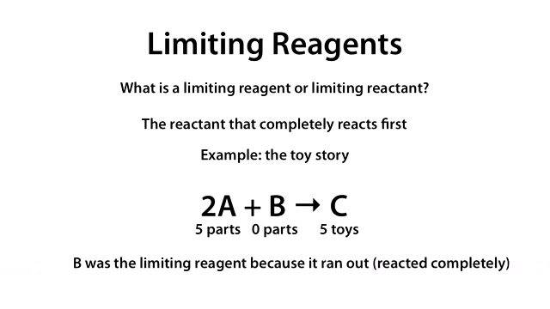We have parts of A left over, but B was the limiting reagent because it stopped the reaction, it stopped the manufacturing of this toy because there were no more parts remaining to make any more toys.